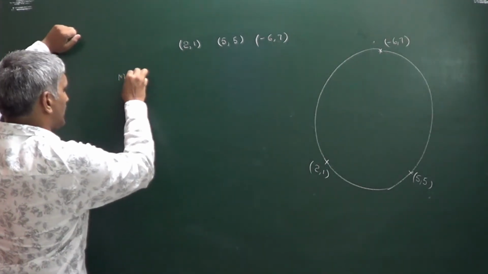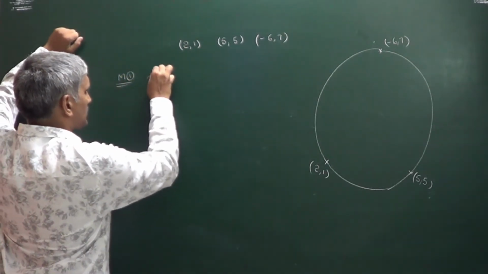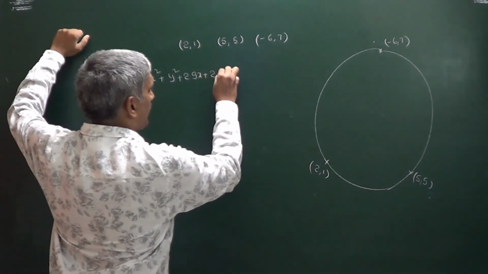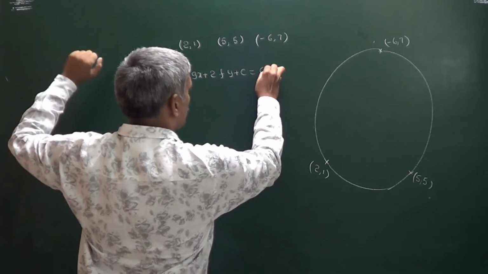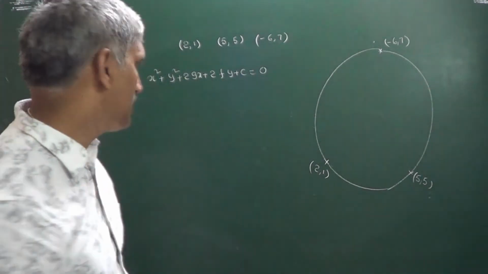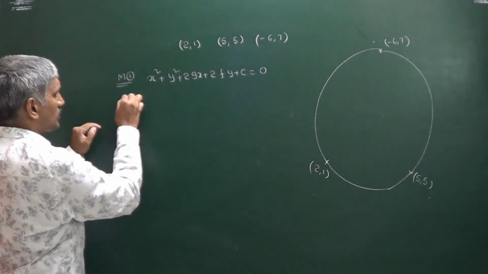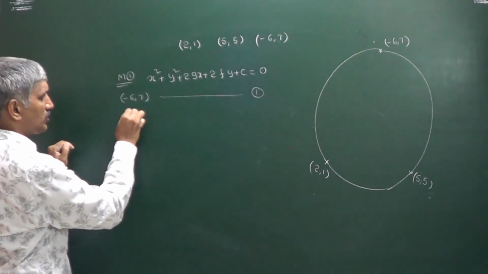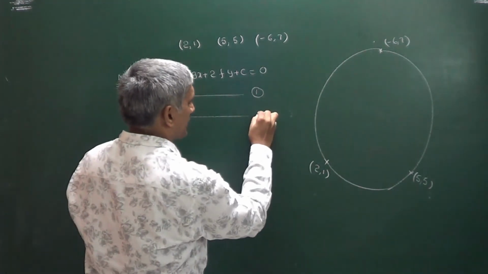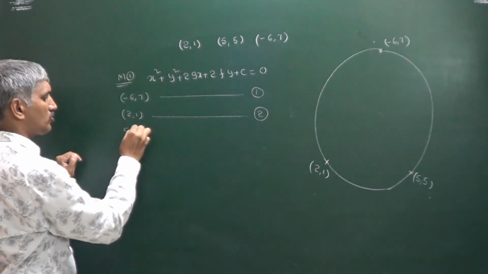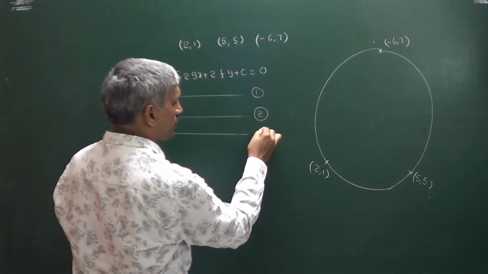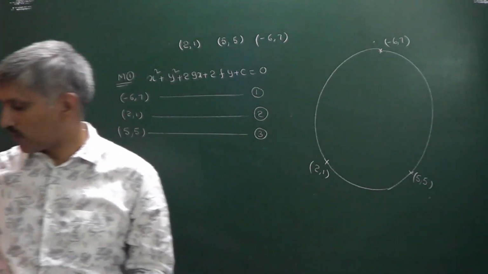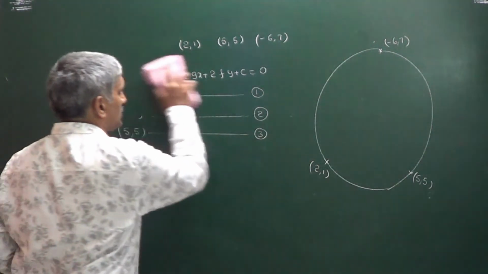One method we can do is just like the earlier one: x² + y² + 2gx + 2fy + c = 0. That is the equation of a circle, right? This circle is passing through the point (-6, 7), so you will get one condition. The same circle is passing through (2, 1), so you will get a second relation. It is passing through (5, 5), so you will get the third relation. If you solve these 3 relations, you will get the g, f, c values. That is one method.